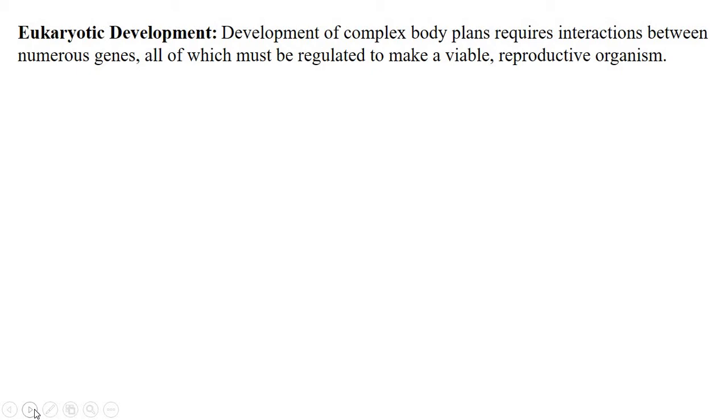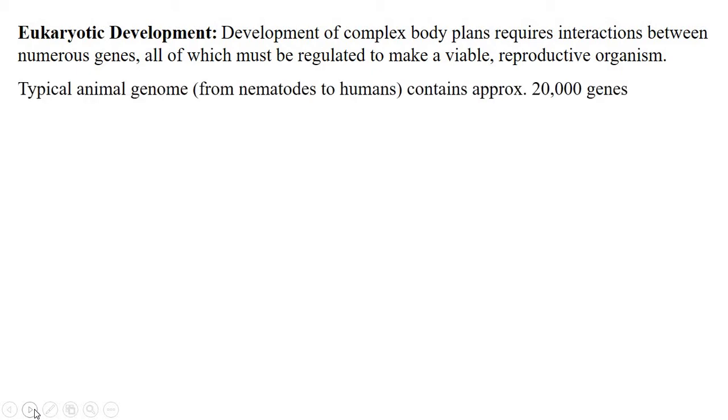A typical animal genome, from the smaller organisms or lower eukaryotes to even humans, contains approximately 20,000 genes, give or take. It usually varies from about 16,000 to about 23,000. So the median is about 20,000 genes for all organisms.